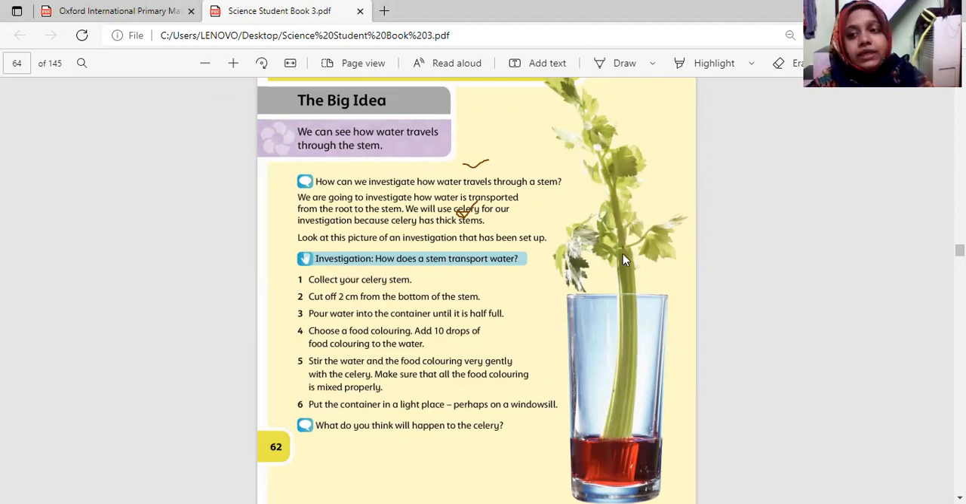So what does this signify? It shows that the water that is being absorbed by the roots is then transported, and since the plant is also turning red, we can conclude that the roots have absorbed the water and it is transported to the different parts of the plant. So by performing this experiment, we will learn how the roots absorb the water and what the stem does. It supplies the water to the different parts of the plant. So here we'll be learning about the function of the stem, that is supplying water to the different parts of the plant.